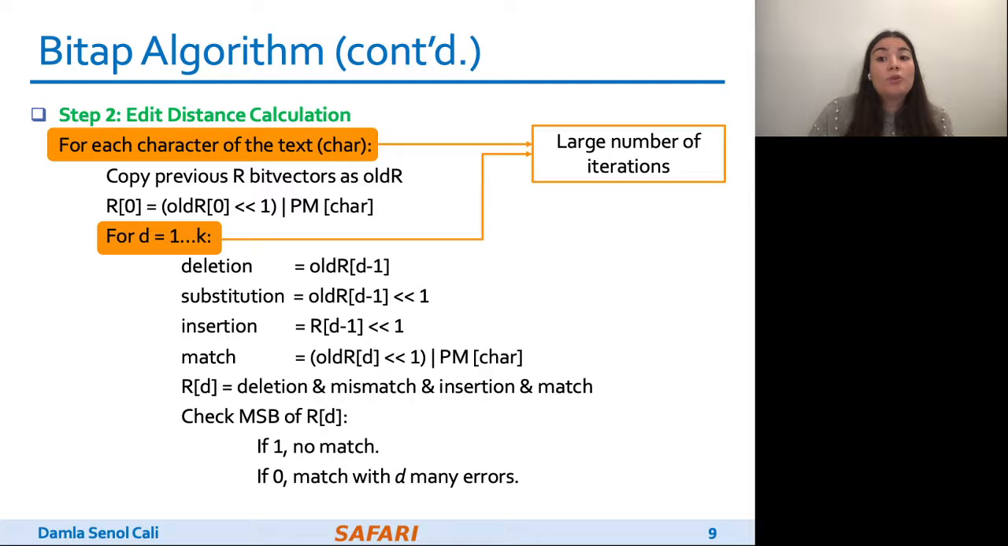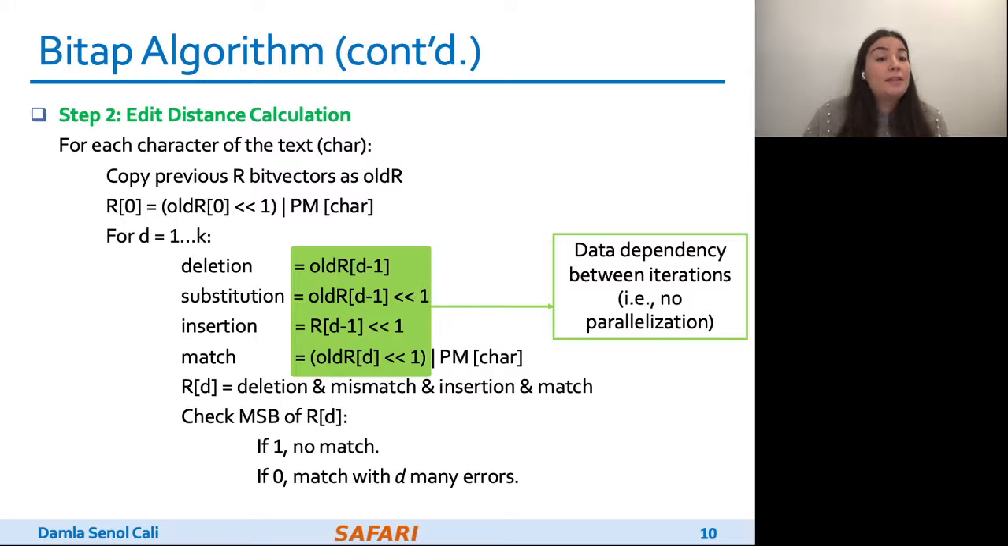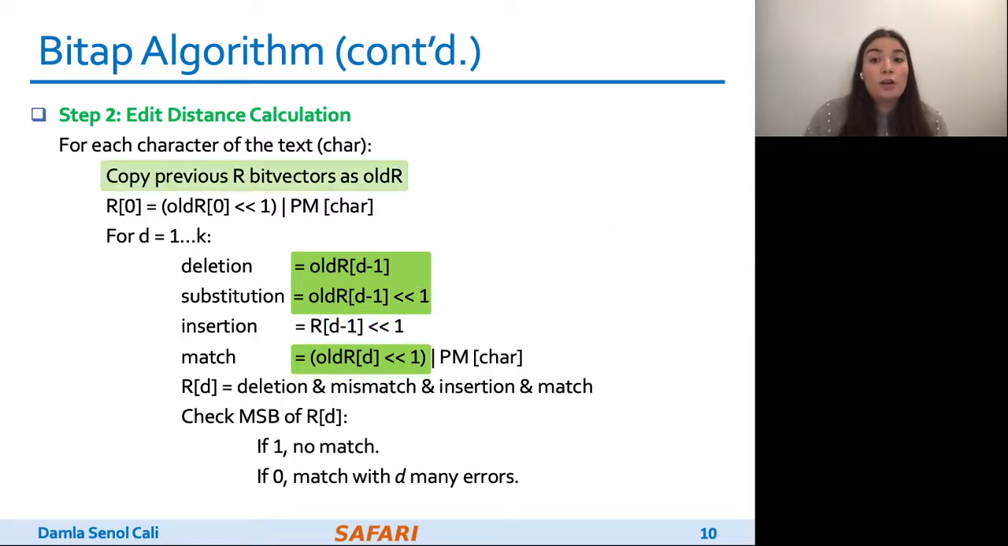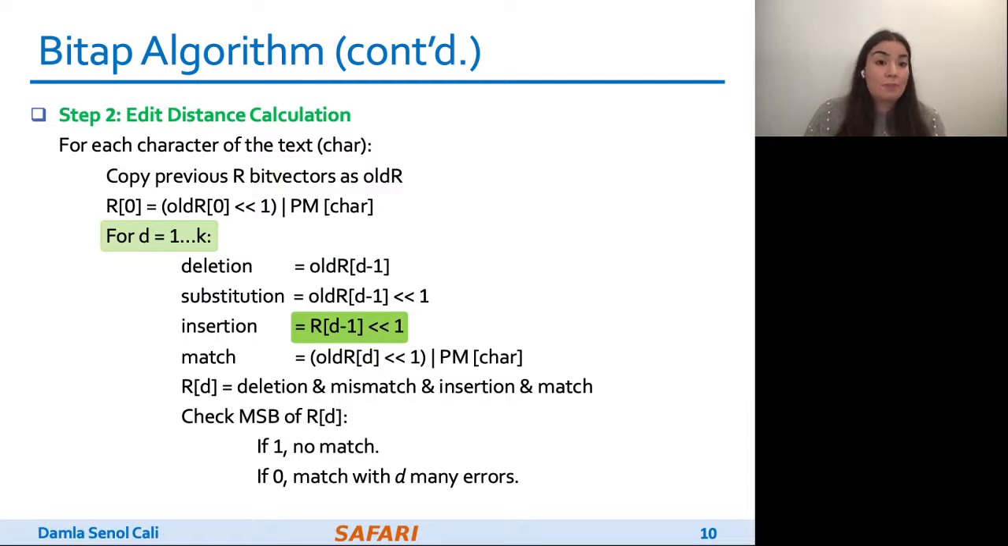First, Bitap iterates over each text character as the outer loop, and it iterates over each possible edit distance, 1 to k, as the inner loop. So when we have long error-prone reads, both of these loops need to iterate over very large numbers. Second, there is a two-level data dependency in Bitap. First, there's an outer loop data dependency when computing deletion, substitution, and match bit vectors, as they require old R bit vectors, which are coming from the previous text iteration. And also, there's an inner loop data dependency when computing the insertion bit vector, as it requires R[d-1], which is coming from the previous inner loop iteration.